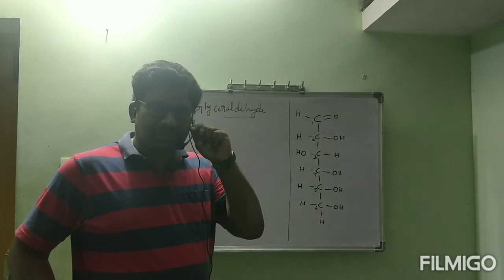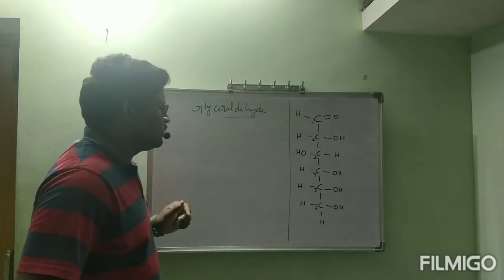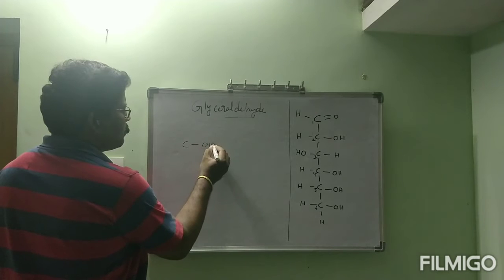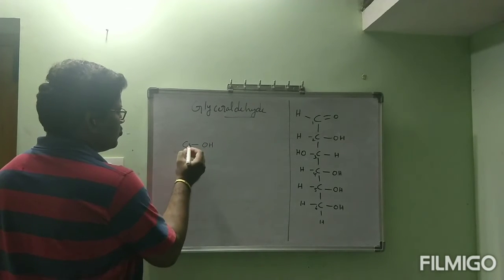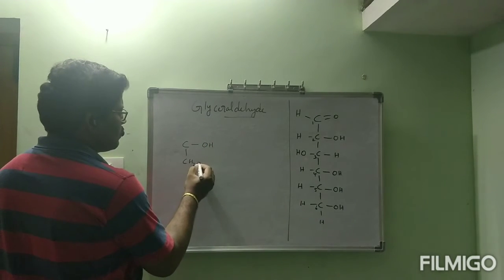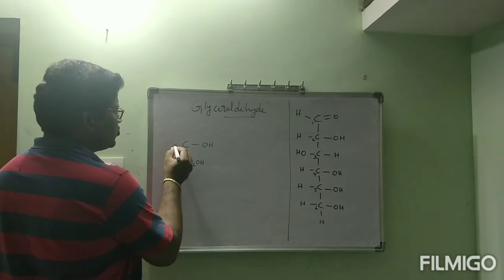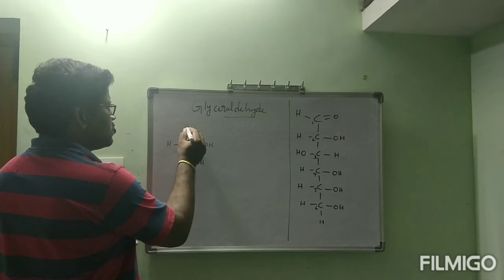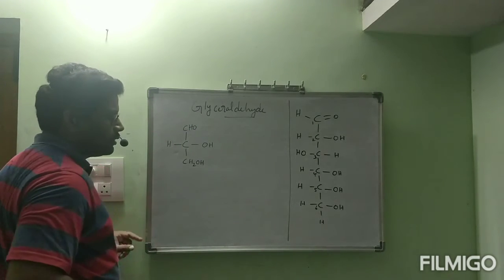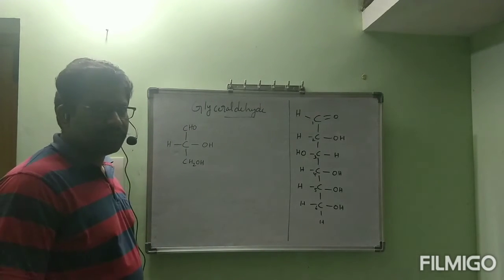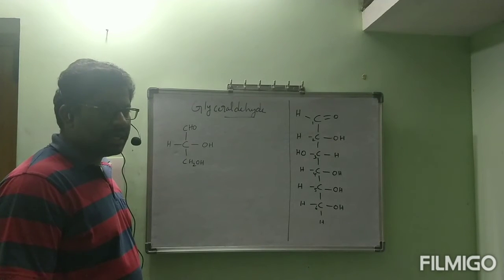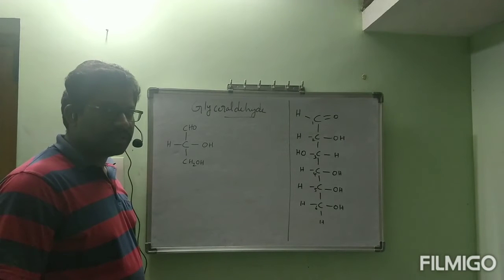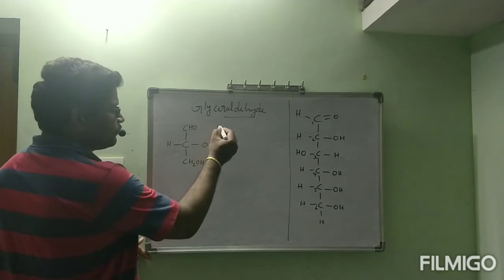See the structure of glyceraldehyde, all of you. C, OH, CH2OH, H, CHO. This is the structure of glyceraldehyde. Glyceraldehyde will form mirror images. Those are non-superimposable mirror images. Those are called enantiomers.